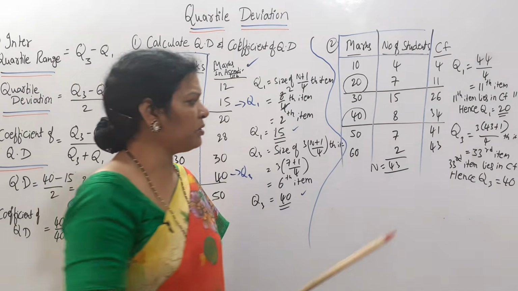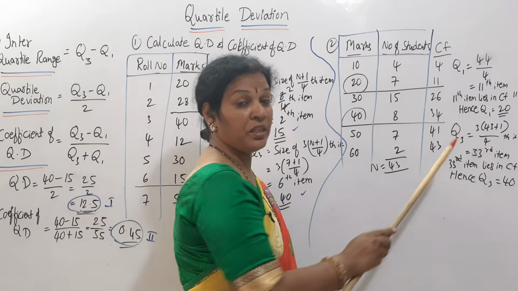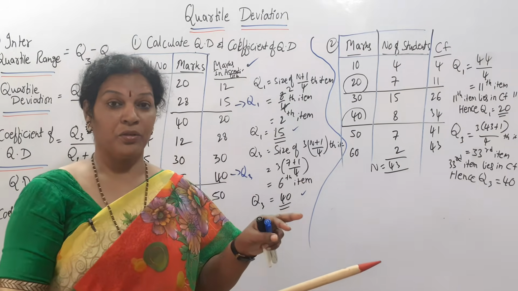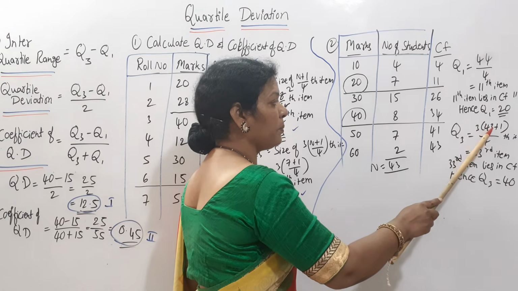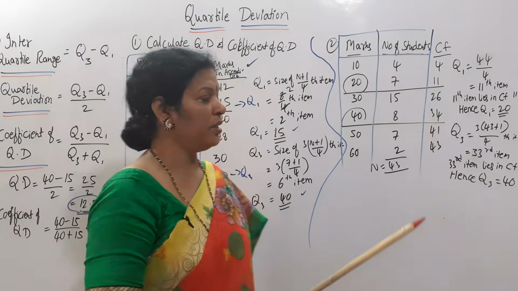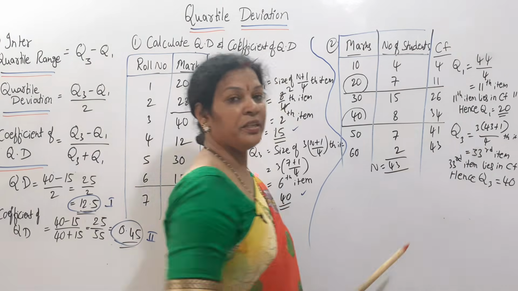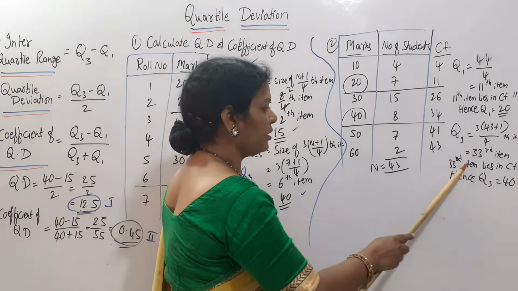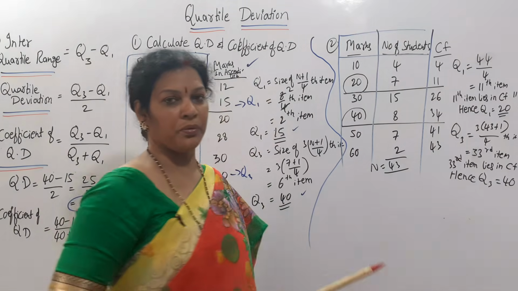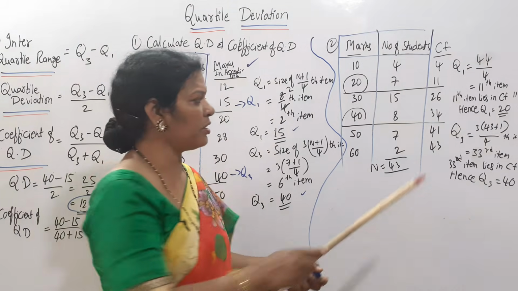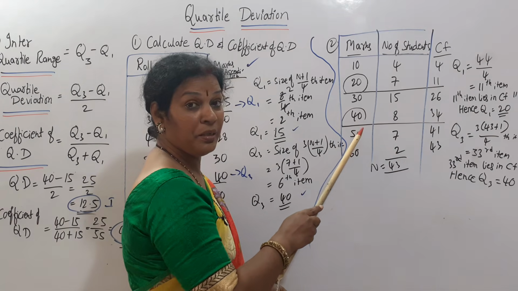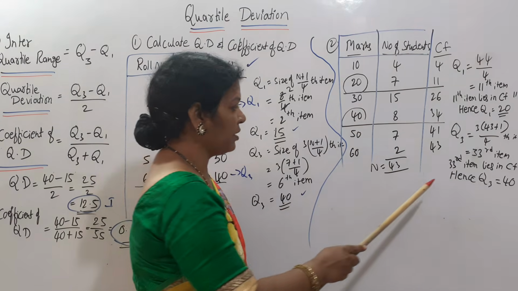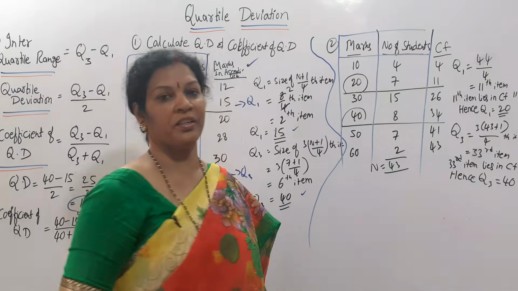In the same way, Q3. What is the formula for Q3? 3 into size of n plus 1 by 4th item. If you do the calculations, 33rd item we are getting. 33rd item lies in CF 34. About 33 is here, 34 only. So, if you draw one line, we came to know that 40 is the Q3. So, hence Q3 is 40.